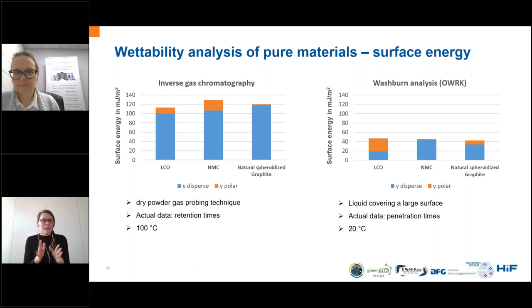So basically here, another message from my side: you always have to be very careful when comparing values that you got from different techniques. On the one hand, we have the IGC, where we have a dry powder, but it's a gas probing technique. So you really have these molecular interactions of the probe molecules with the particles. Whereas for the Washburn analysis, we also have a powder bed, but you use water as a bulk. So you have a liquid covering a large surface.